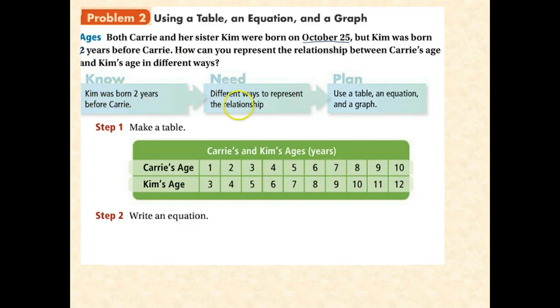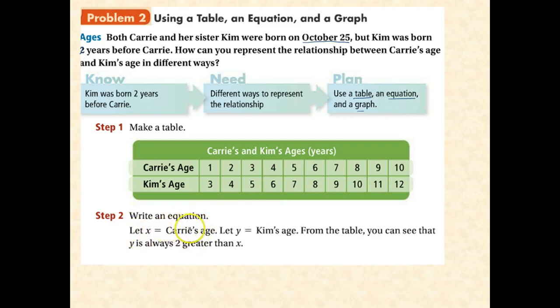We need some different ways to represent that relationship. How about in a table, an equation, and a graph? Here's a table. When Carrie is 1 or 2 or 3 or 4, 5, 6, 7, 8, 9, 10, Kim is going to be 2 years older each time. Hey, there's a table.